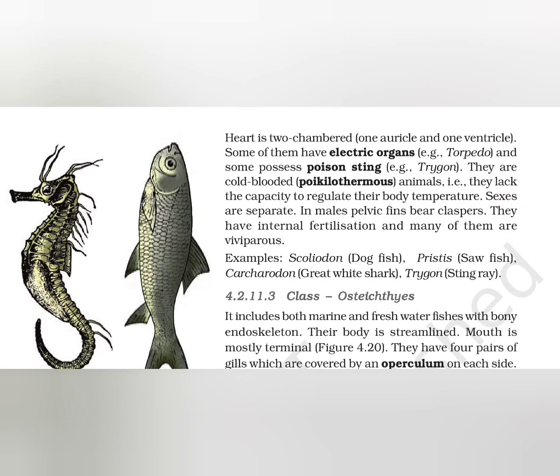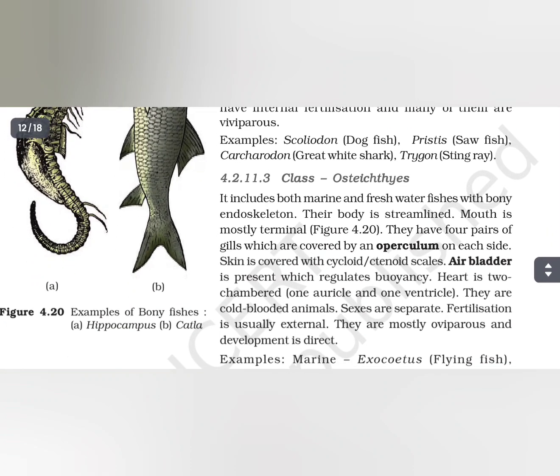Sexes are separate. In males, pelvic fins bear claspers. They have internal fertilization and many of them are viviparous. Examples: Scoliodon, dogfish; Pristis, sawfish; Carcharodon, great white shark; Trigon, stingray.